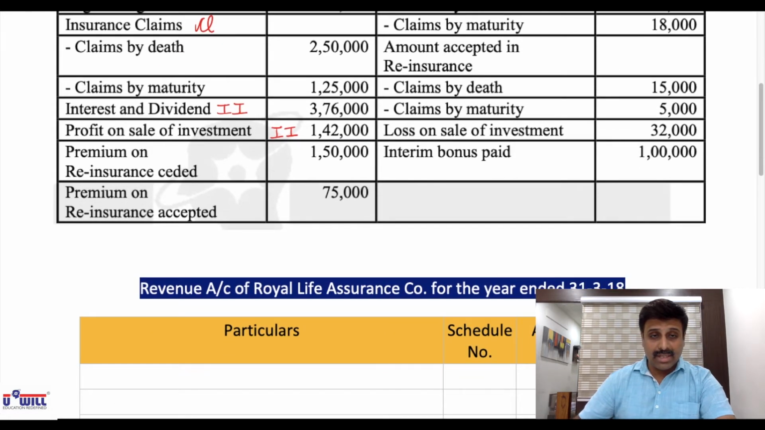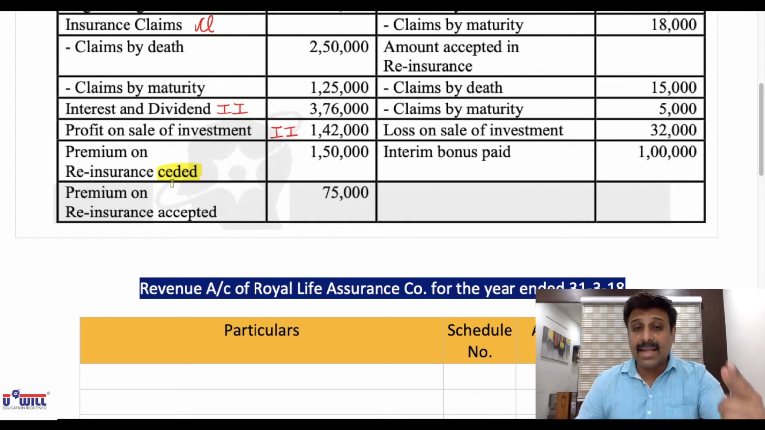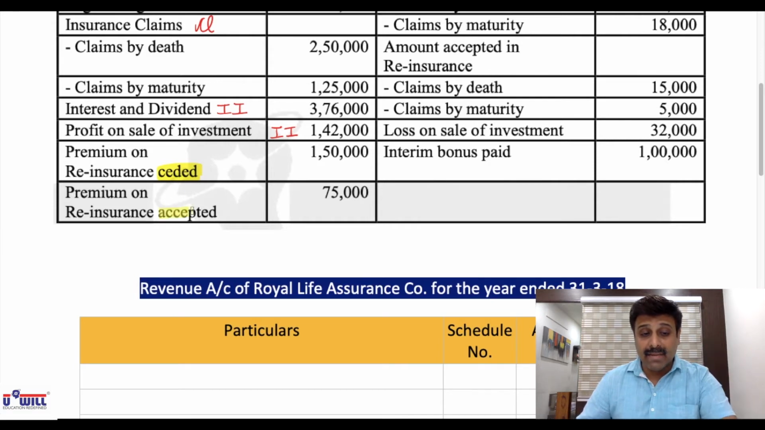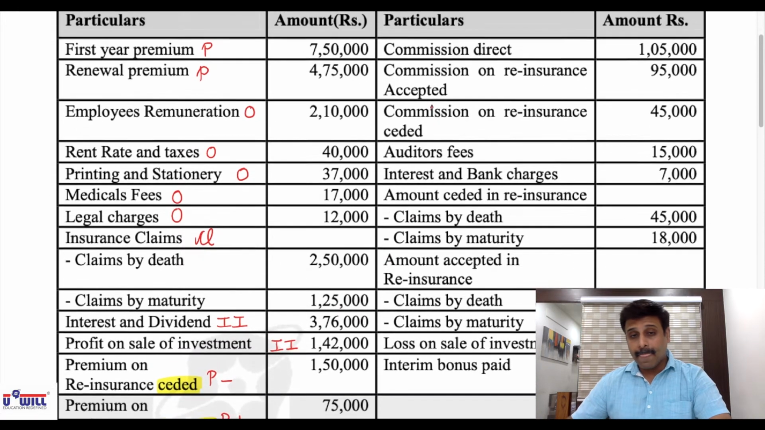Premium on reinsurance. Now I have told you earlier also, wherever the word ceded comes we will minus, and wherever the word accepted comes we will plus. So premium on reinsurance ceded means P minus. Premium on reinsurance accepted means P plus. Ceded we will minus from premium income. Accepted we will plus in premium income.